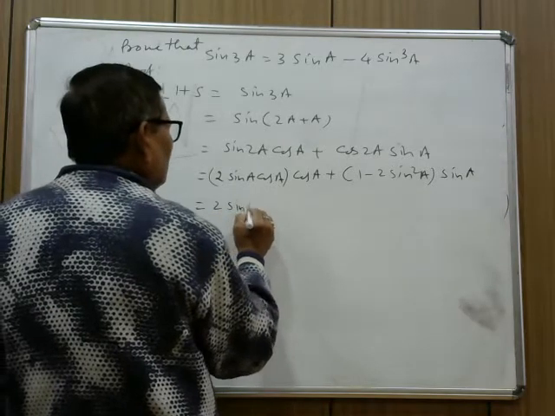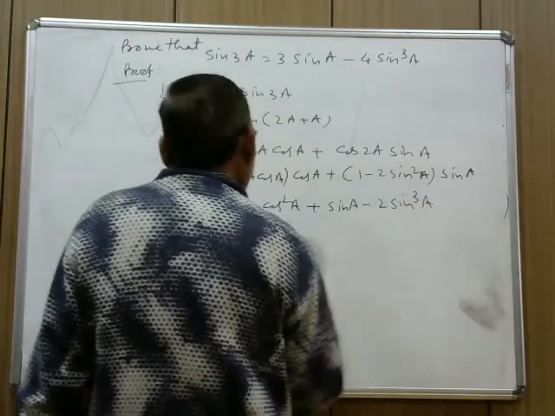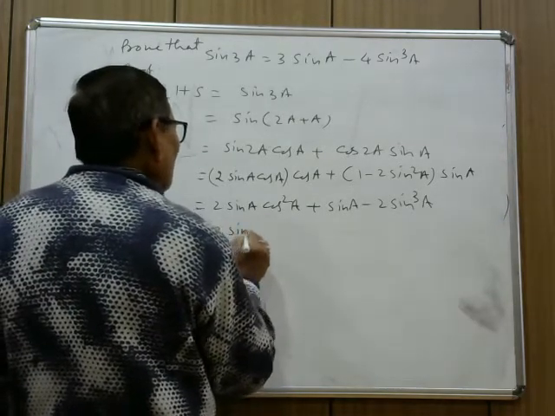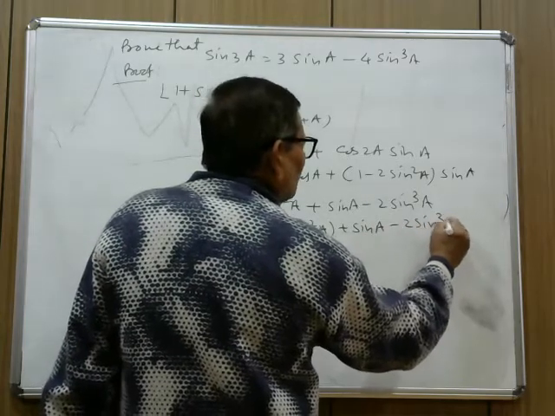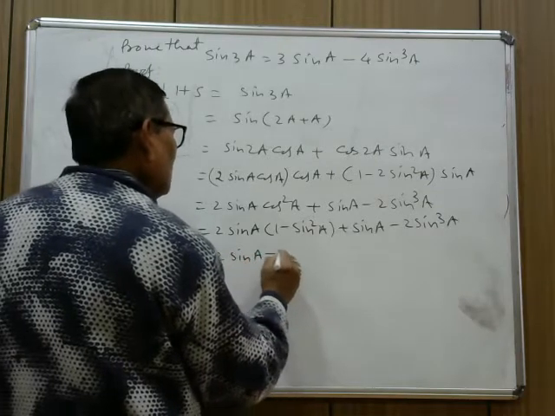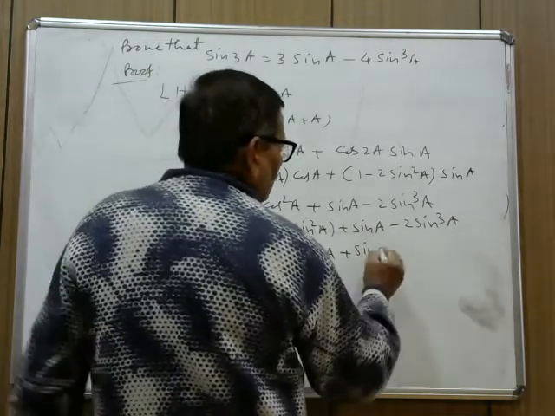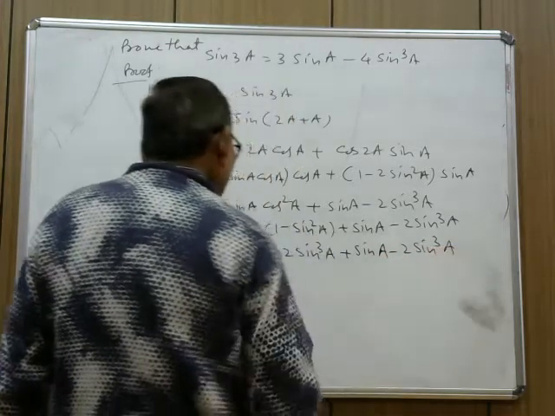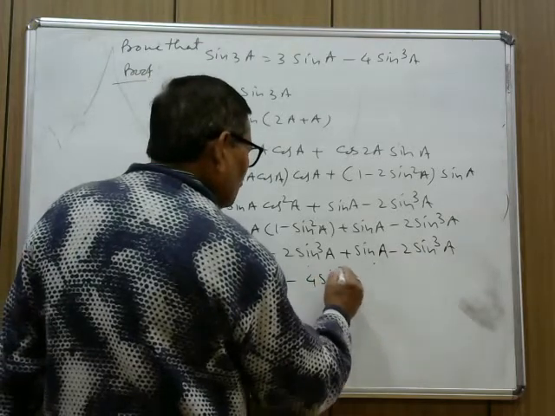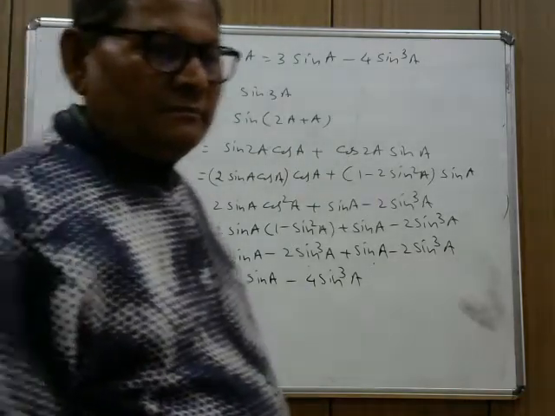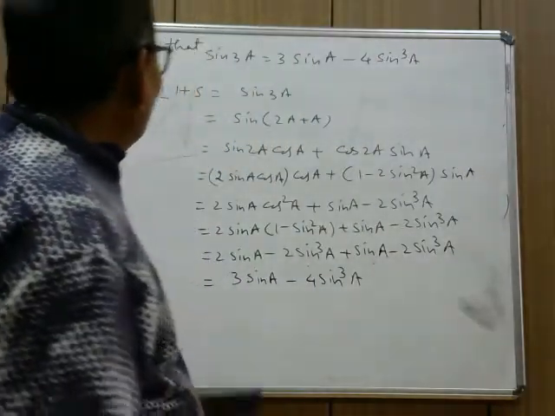This can be written as 2 sin A cos square A plus sin A minus 2 sin cube A. Here 2 sin A into 1 minus sin square A plus sin A minus 2 sin cube A. So that is equal to 2 sin A minus 2 sin cube A plus sin A minus 2 sin cube A. You can write 2 sin A plus sin A is 3 sin A, and minus 2 sin cube A minus 2 sin cube A is minus 4 sin cube A. In this way we get the formula sin 3A equal to 3 sin A minus 4 sin cube A.